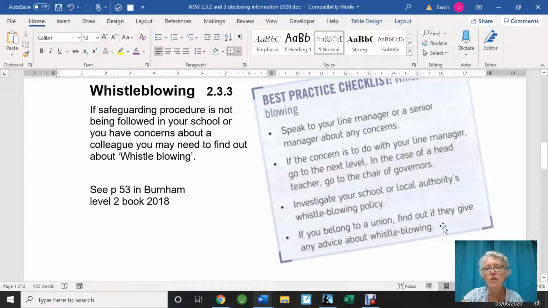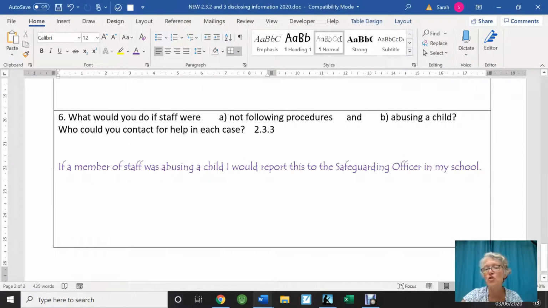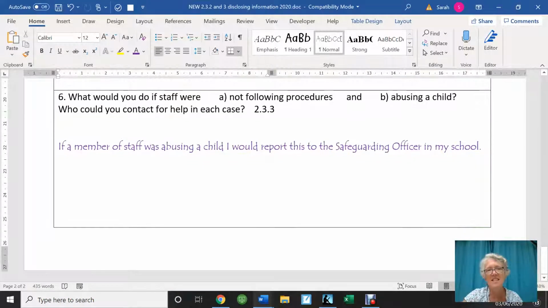Or if you belong to a union, and you should all belong to a union, especially in difficult times, they will support you. Find out if they give any advice or support about whistleblowing. So if you put these 4 bullet points, maybe with a quote from a website, or you could find your school whistleblowing policy. You could put the 4 bullet points in here in your own words with a quote, and that's the second worksheet completed.